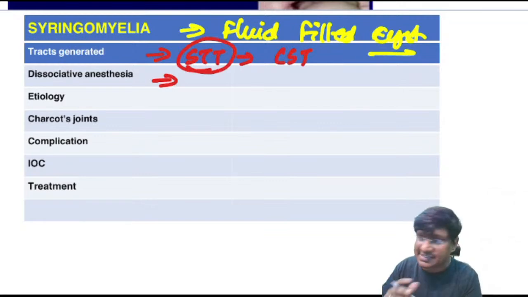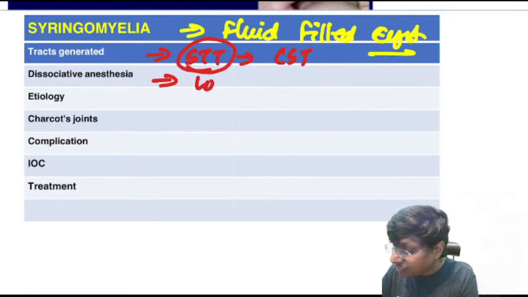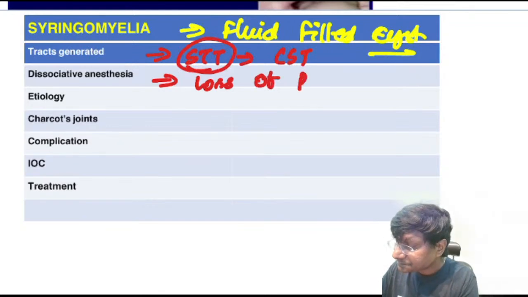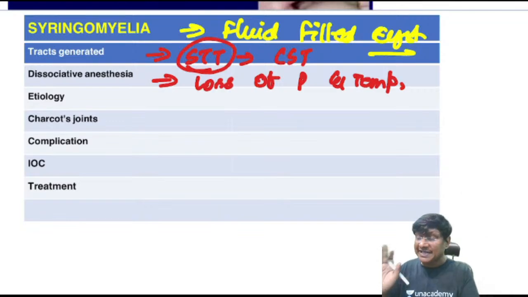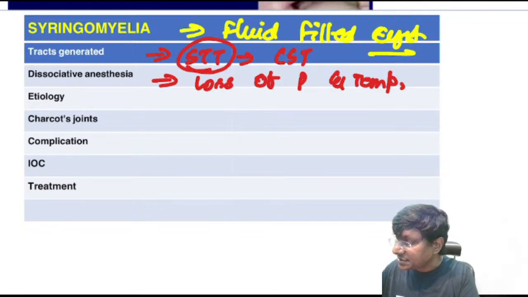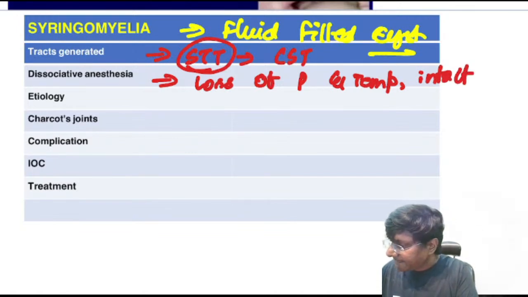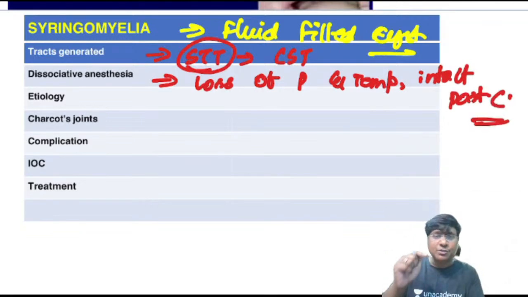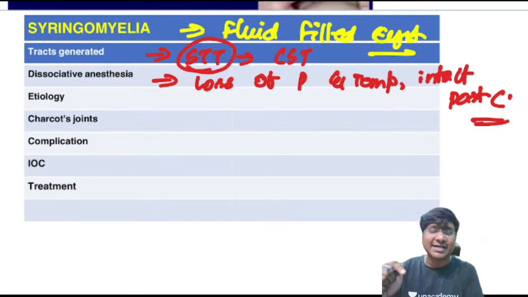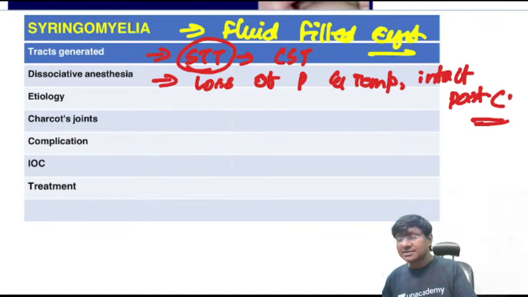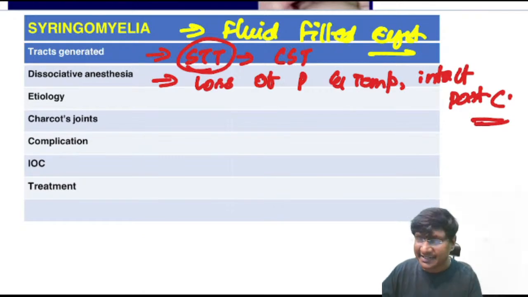What is dissociative anesthesia? Where the individual will have loss of pain and temperature because the spinothalamic tract is lost, and there will be intact posterior column sensations. So what are the posterior column sensations? They are vibration sense, pressure sense, 2-point discrimination, conscious proprioception. So all these sensations are intact in case of syringomyelia.